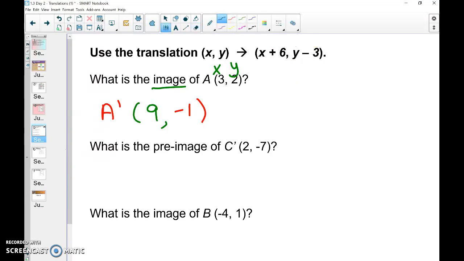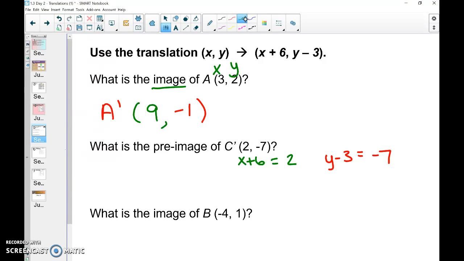In other words, something plus 6, x plus 6, had to equal 2 somehow. And y minus 3, something minus 3, had to have equaled -7. This is again the pre-image we're looking for. This is C prime they give us. This is what we got after moving stuff around.